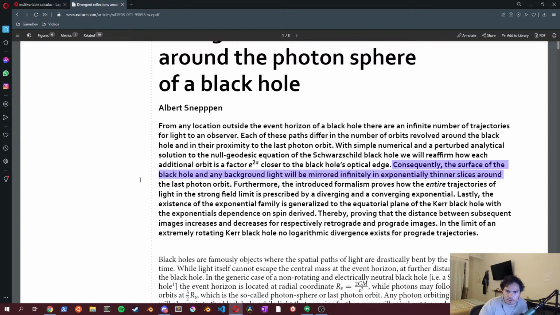Consequently, the surface of the black hole and any background light will be mirrored infinitely in exponentially thinner slices around the last photon orbit.